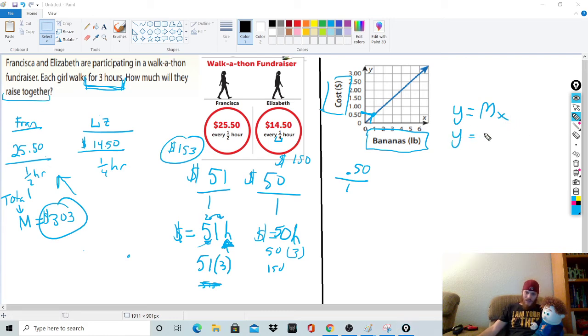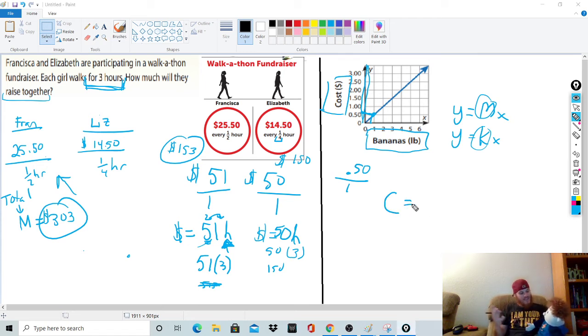Usually you're always going to be in a form something like y equals mx or y equals kx. Keep in mind these actually represent the same thing, m and k. It's going to be the constant of proportionality, the unit rate, the slope, whatever it is, the number that goes in front of that x. The y is always going to be represented by this vertical axis, which is the cost. So we're going to call it c.